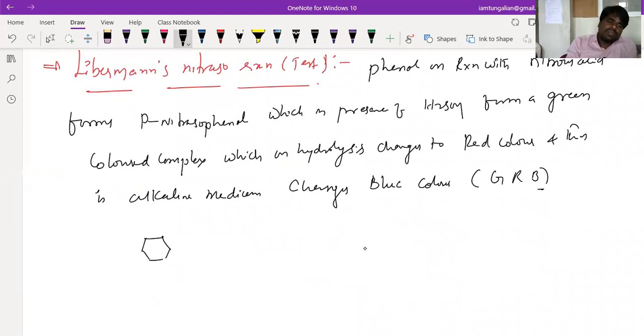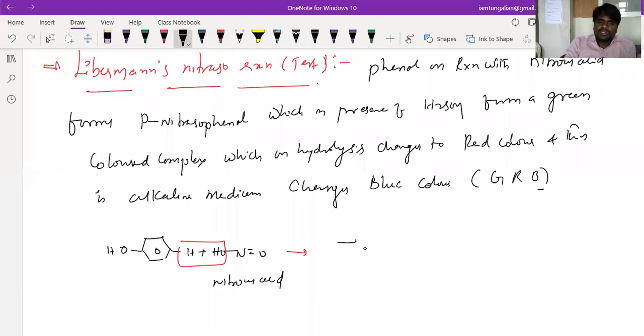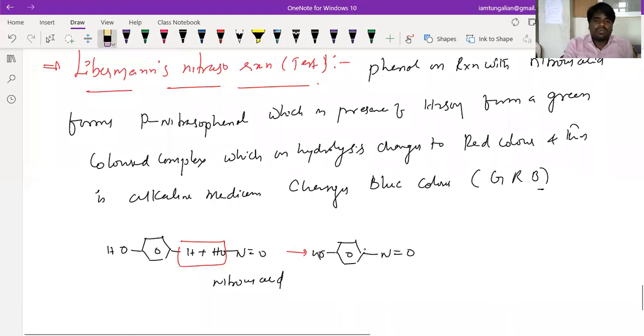What happens here? Whenever you are treating phenol, this is your phenol, on reaction with nitrous acid, elimination of water takes place. It will form a particular compound with OH and a double bond. Okay, so this particular compound rearranges.